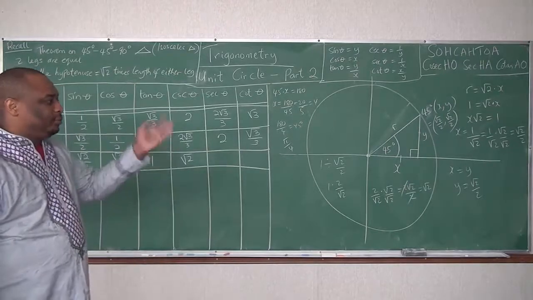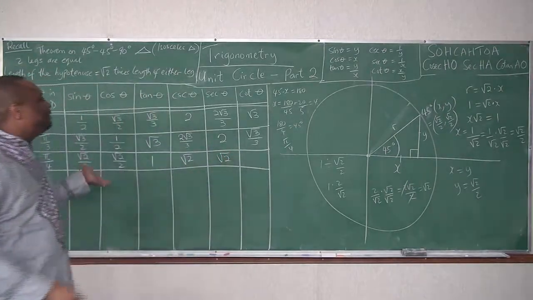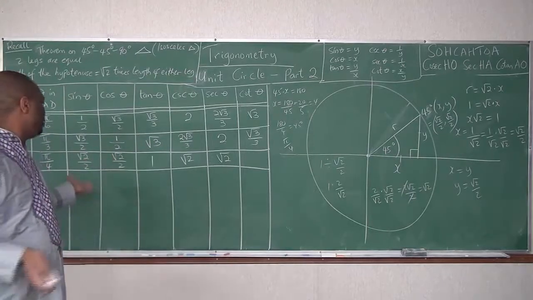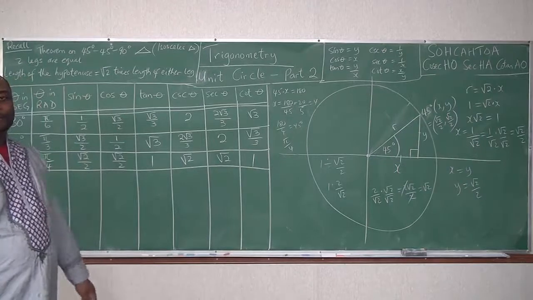Sec 45 will still give you what? √2. And then cotangent 45 is still what? 1. That's the 45 degrees.